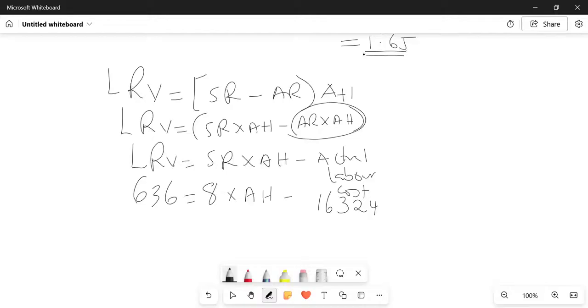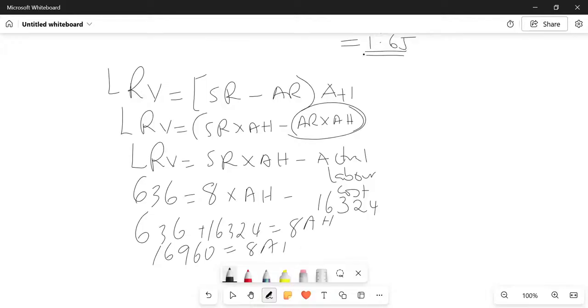Or was he crossing alone? No, not you. 636. So here it was negative, it becomes plus. Plus 16 equals 8AH, isn't it? What are you saying, how much is it? 960 equals 8AH, meaning that AH will be 960 divided by 8, which is 120. Thank you so much.